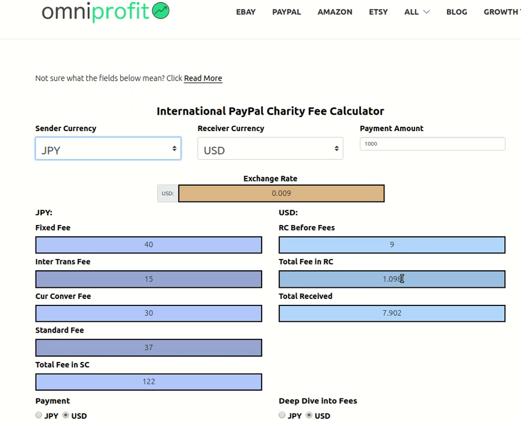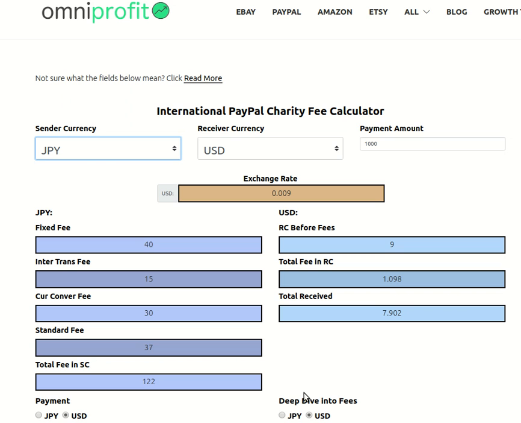The total fee in receiver currency is this number right here, the total fee in the sender currency, which is Japanese yen, multiplied by the exchange rate to get the total fee in the receiver currency. And then you subtract these two numbers to get the total received by the charity in United States dollars.